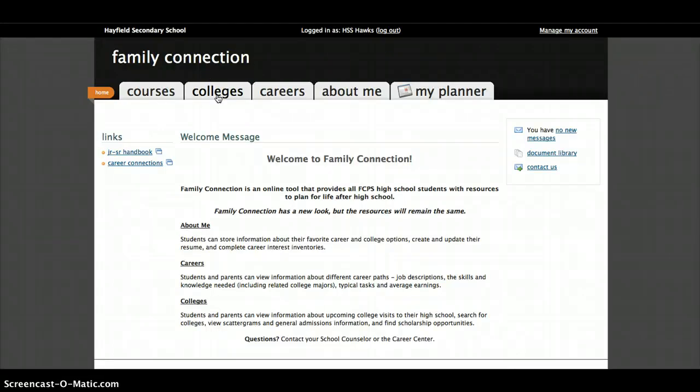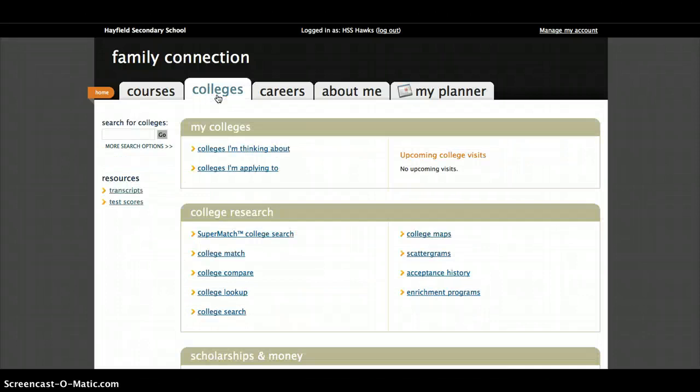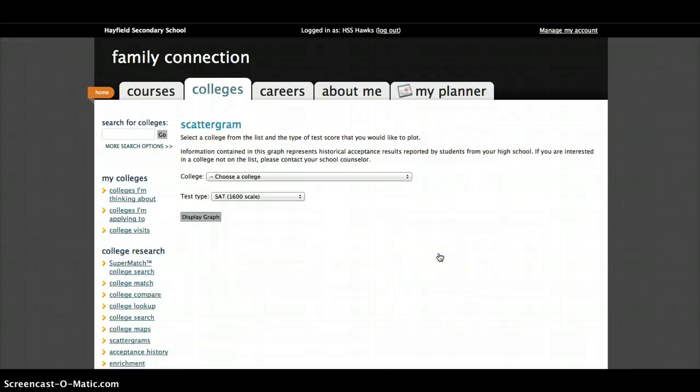The first thing you'll do is click on the Colleges tab, and then you'll go to Scattergrams. Now, Family Connection is smart. It knows what your current GPA is. It will also have your SAT score and ACT score. It does usually take a little while after you take the test before those new scores are loaded into the system. However, if it is fall of 2013 and you took one of those tests in the spring, your test scores should be loaded in there by now.